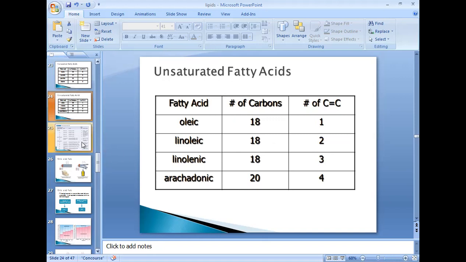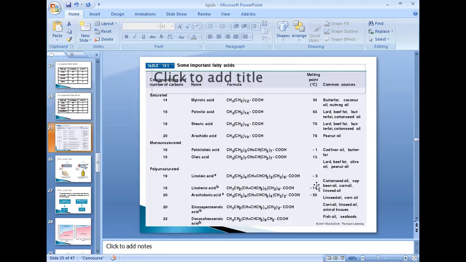Let us see a few examples with sources of these fatty acids. Myristic acid is present in butterfat and coconut oil, having 14 carbons. Palmitic acid, with 16 carbons, is found in lard, beef fat, butterfat, and cottonseed oil. Stearic acid has the sources lard, beef fat, butterfat, and cottonseed oil. Arachidic acid is present in peanut oil.